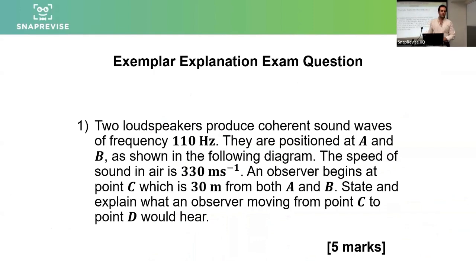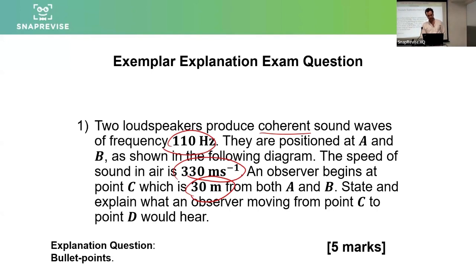Okay, let's have a go at this exam question then. Two loudspeakers produce coherent sound waves. I'm glad they're coherent. Frequency 110 Hertz. They've got the same frequency, therefore, and the same phase difference. Or, you know, they're in phase. They're positioned at A and B, as shown in the following diagram. The speed of sound in air they give us is 330 meters per second. An observer begins at C, which is 30 meters from both A and B. State and explain what an observer moving from point C to D would hear. 5 marks, quite a lot.